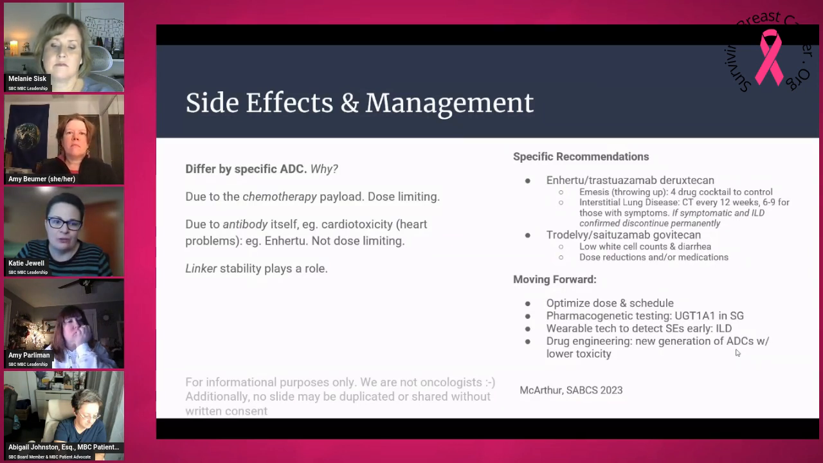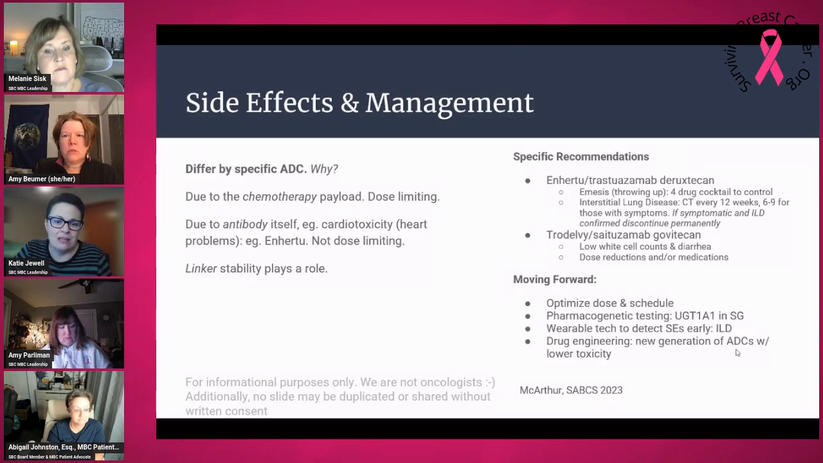Another possible issue with Enhertu is interstitial lung disease, or pneumonitis, and it's important for our oncologists, if you're on Enhertu, to watch that very closely. The recommendation is to do a high resolution CT scan every 12 weeks or sooner than that if you're having symptoms. Depending on that, we may determine how long a patient could stay on Enhertu.